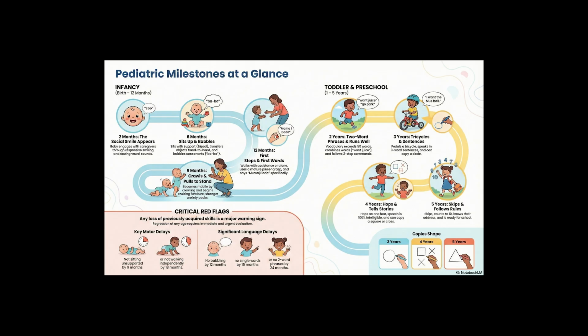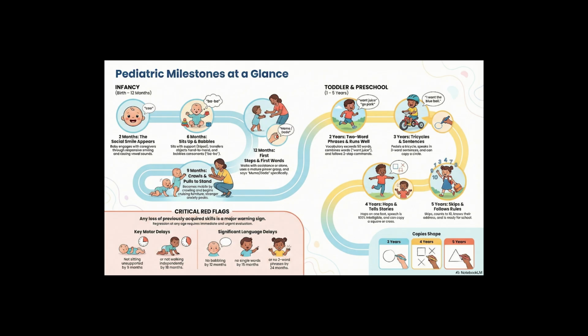For language, we move from vowels to babbling. The consonant-vowel combos. Ba-ba, da-da. Socially, stranger anxiety starts to kick in. And the red flag for this age is a big one. It is. No babbling by 6 months requires an urgent hearing evaluation. If they're not making those sounds, you have to assume they're not hearing them.